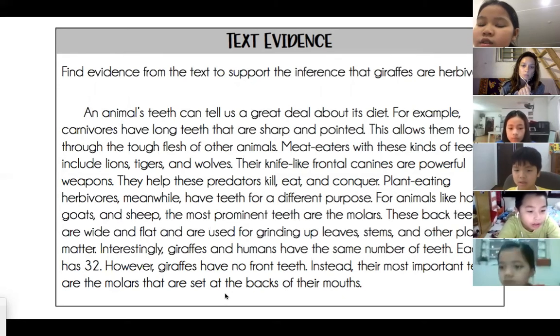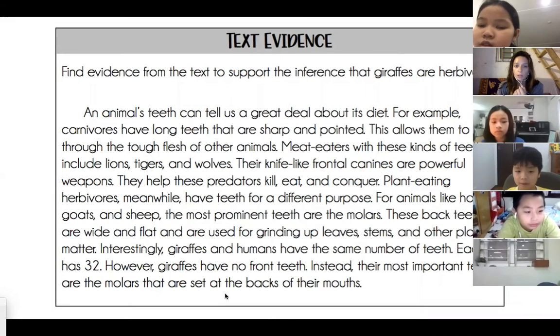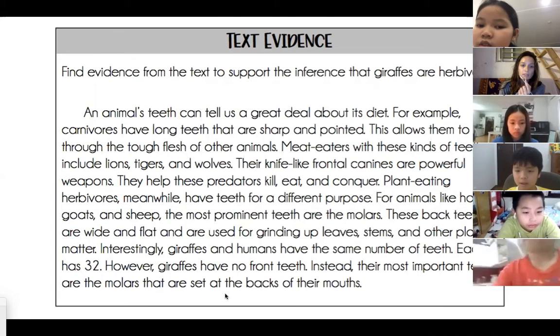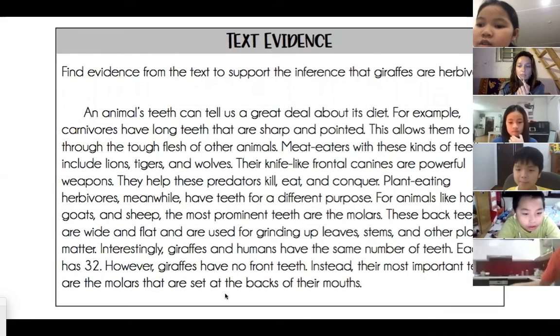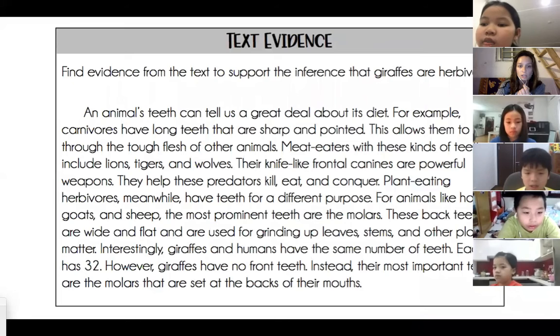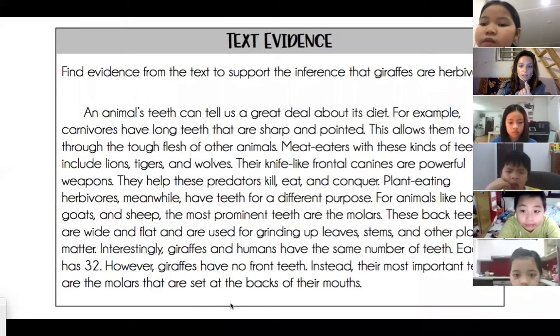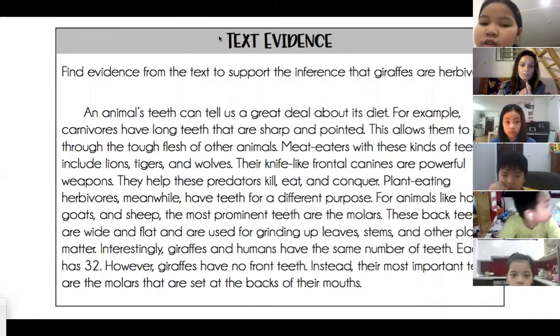Plant-eating herbivores, meanwhile, have teeth for a different purpose. For animals like horses, goats, and sheep, the most prominent teeth are the molars. These back teeth are wide and flat and are used for grinding up leaves, stems, and other plant matter. Interestingly, giraffes and humans have the same number of teeth. Each has 32. However, giraffes have no front teeth. Instead, their most important teeth are the molars that are set at the backs of their mouths.